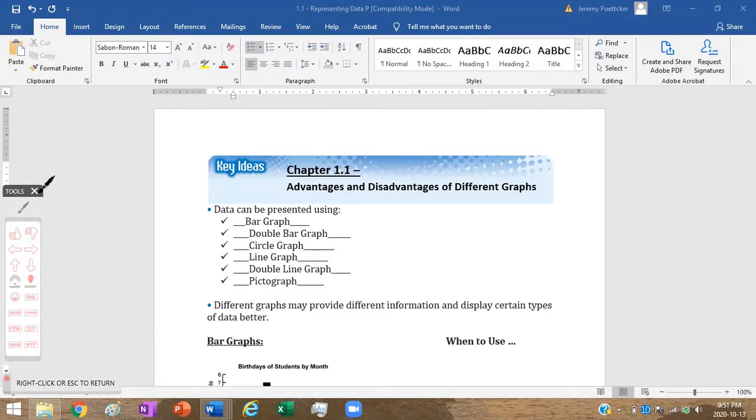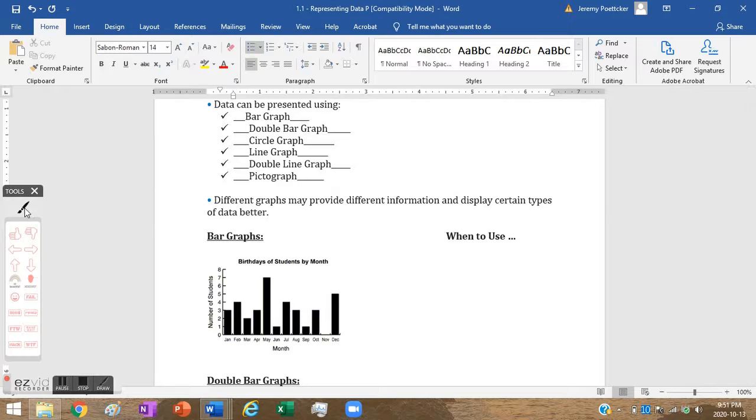Okay, so we're going to look at a few of these graphs, look at how you can possibly build them, also a little bit about what they're good for, maybe some of their disadvantages as well. Alright, so let's take a look here. First of all, a bar graph. So a bar graph is great to use when you want to compare data across categories.